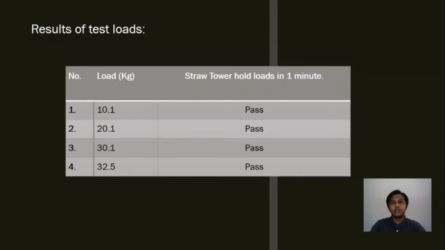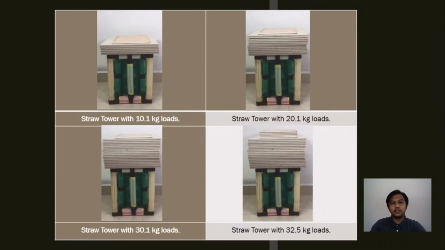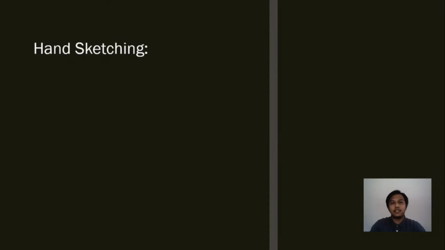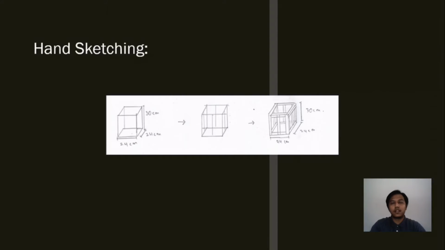Our prototype is capable of withstanding all types of loads. This is the result table of the straw tower holding the load for 1 minute. Next, these are some pictures of the Parthenon straw tower with a load on it. Next, this is the hand sketching drawing before we transferred it to engineering software such as SolidWorks.